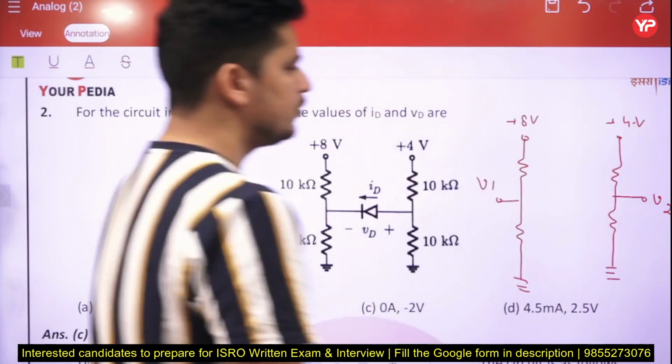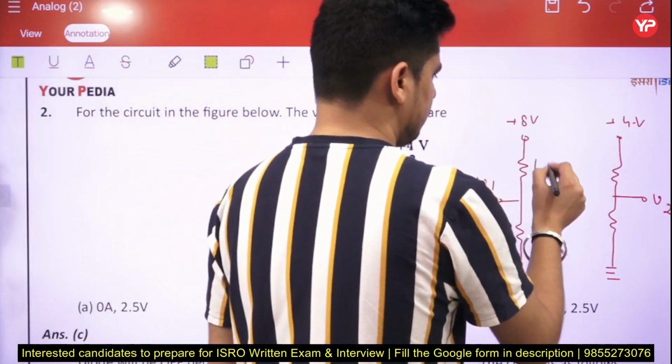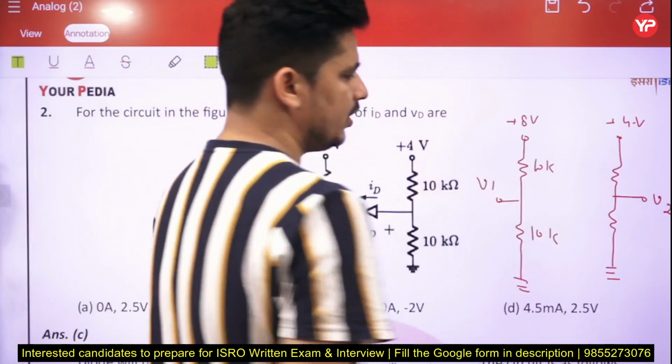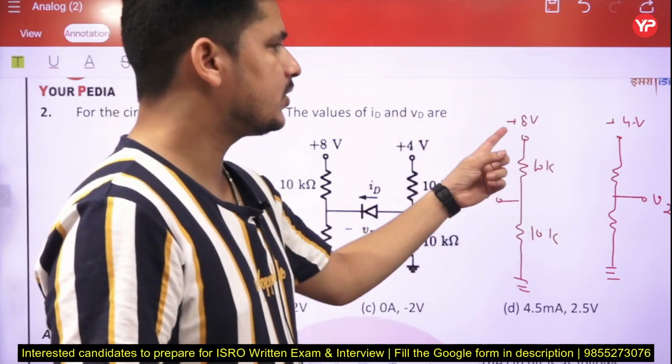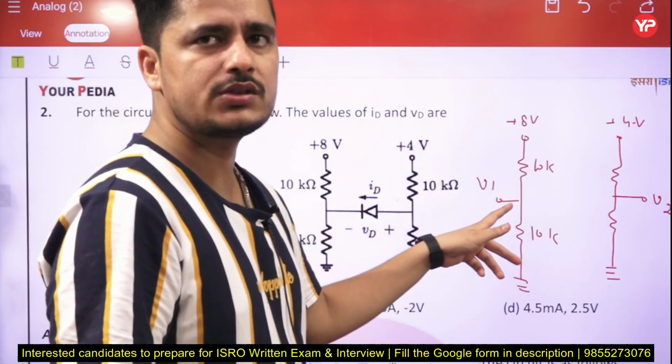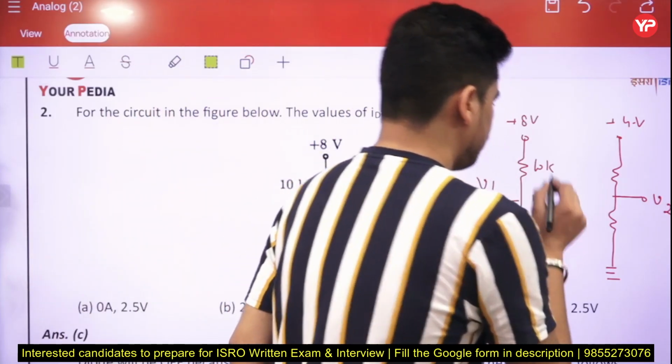Plus 4 volt. Now use the voltage division rule. We can calculate the voltage across 10 kilo ohm, 10 kilo ohm. When two resistances are equal, the voltage will be divided into two parts. Means if here is 8 volt, then 4 volt will come across this 10 kilo ohm, 4 volt across this 10 kilo ohm. So the V1 voltage is 4 volt, right?